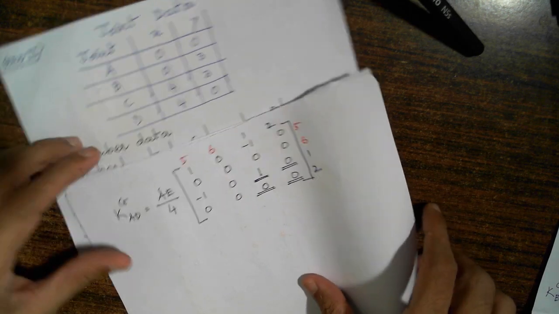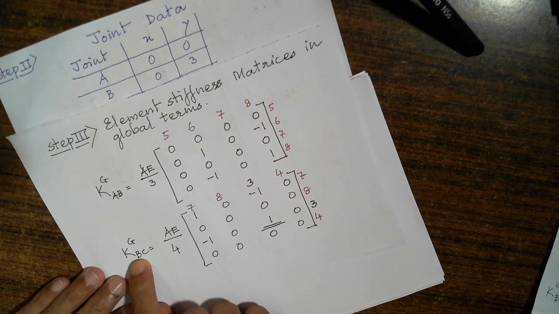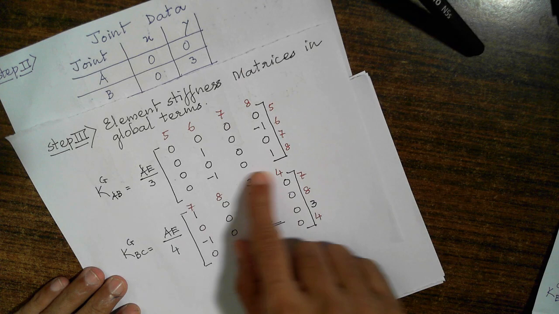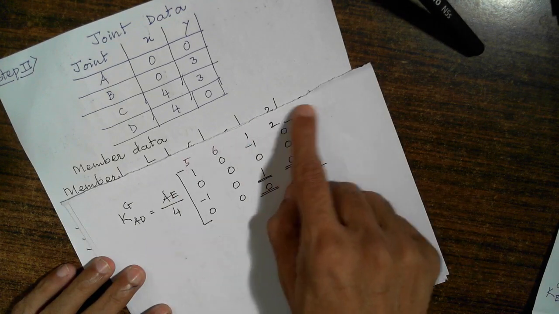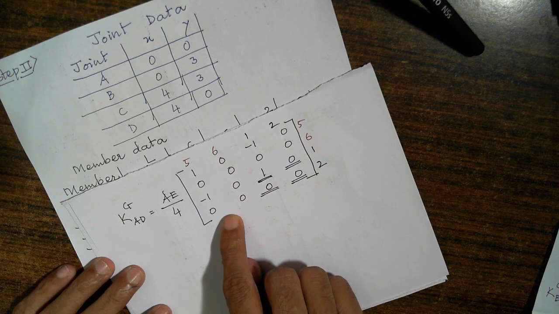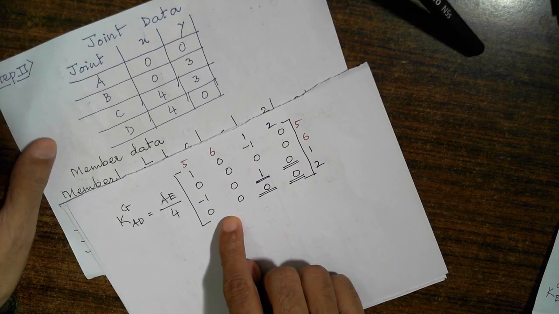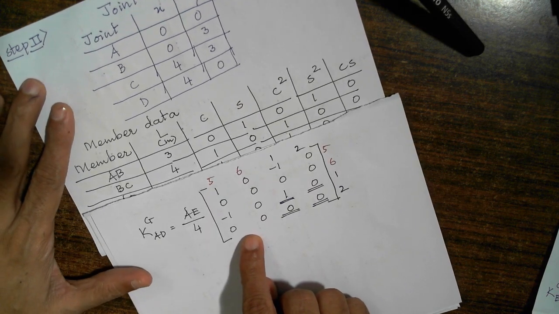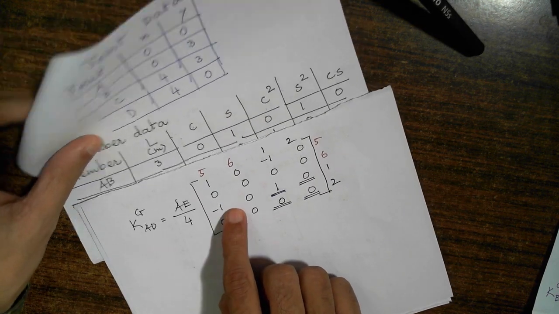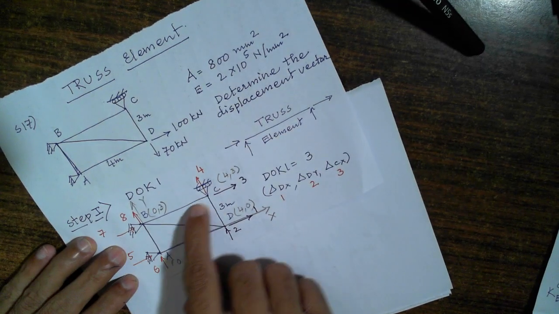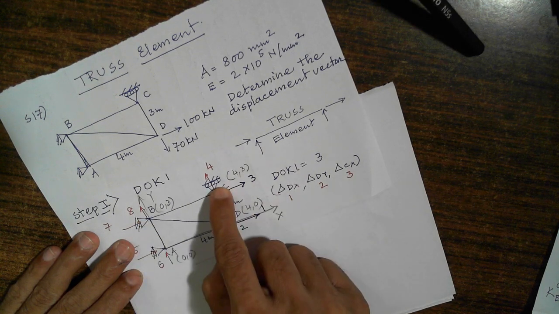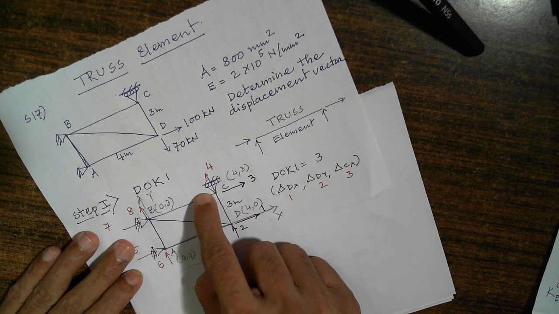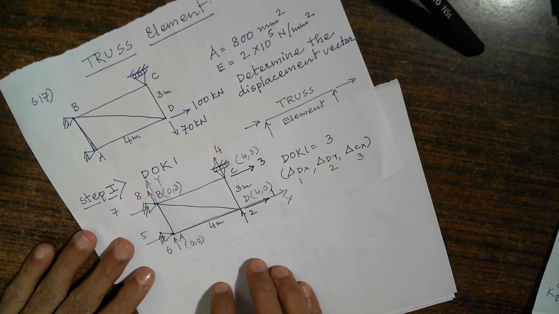Now friends, look at this fun. If you observe K global BC, you will find this matrix is nothing but the element stiffness matrix in local terms. If you observe this matrix AD, you will find it is also nothing but the element stiffness matrix in local terms, which we derived in the first lecture of our truss element stiffness matrix. Why is this happening, this local and global? Because look at member BC, look at member AD. For member BC, the global x direction is the local x direction, so both directions coincide, and that is why the global stiffness matrix is nothing but the local stiffness matrix.